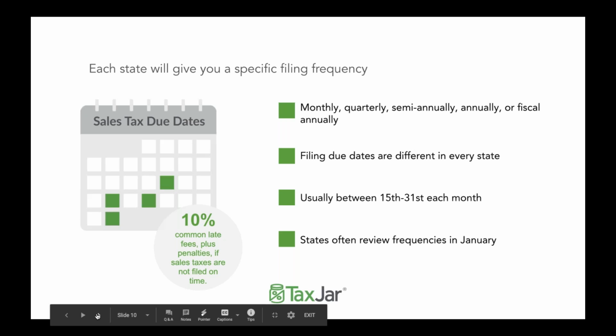It's going to vary based on the state, but it's usually sometimes between the 15th and the 31st of the month. And again, because each state makes their own sales tax rules, you'll find these due dates and frequencies can vary. States can also change your filing frequency from time to time. So it's really important to watch out for notification from your Department of Revenue.